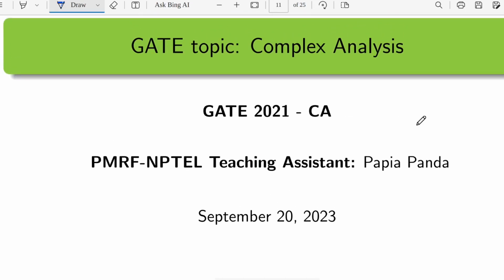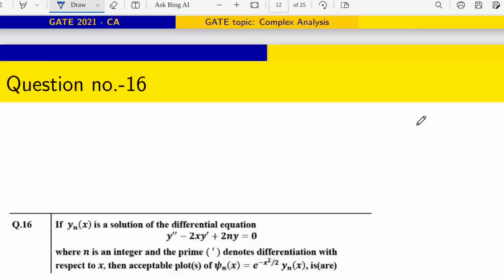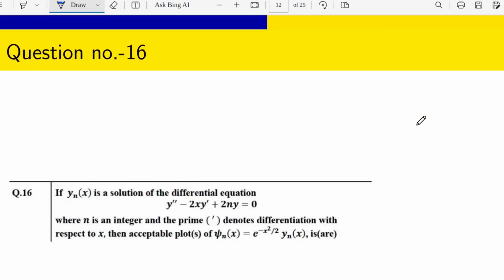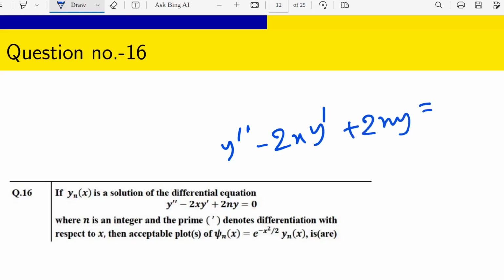So the next question I have taken from the GATE 2021 physics paper, and the question number is 16. So what is the question here? If y_n(x) is a solution of the differential equation y double prime minus 2x y prime plus 2n y equals 0, where n is an integer and the prime denotes differentiation with respect to x, then acceptable plots of psi_n(x) will be what?